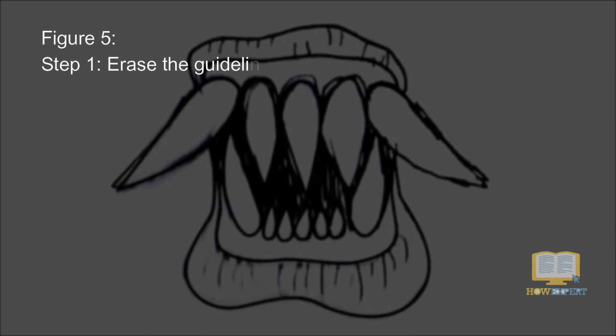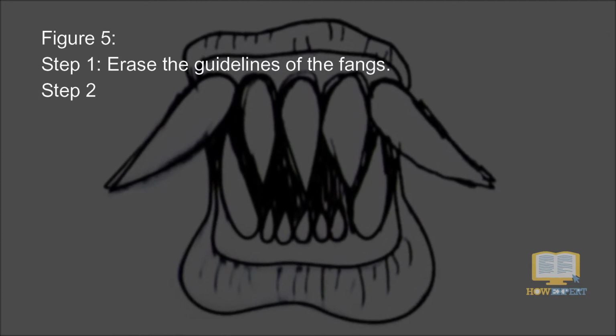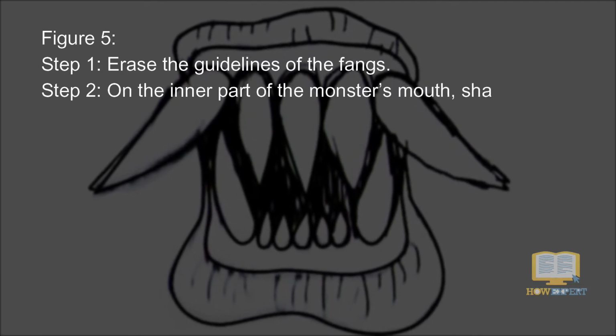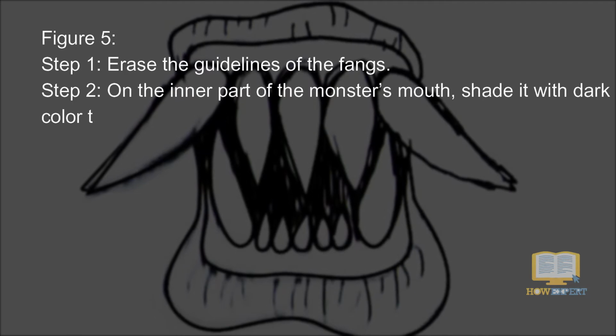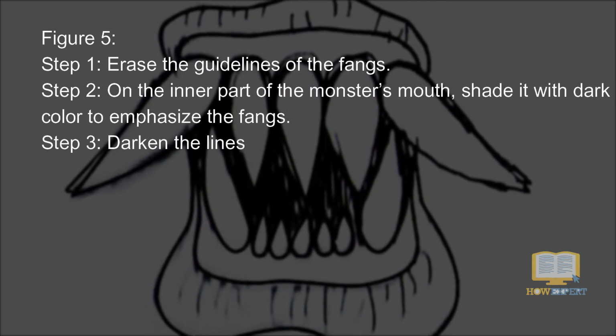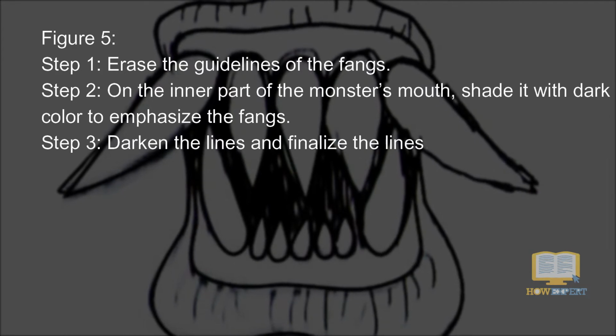Figure 5. Step 1. Erase the guidelines of the fangs. Step 2. On the inner part of the monster's mouth, shade it with dark color to emphasize the fangs. Step 3. Darken the lines and finalize the lines.